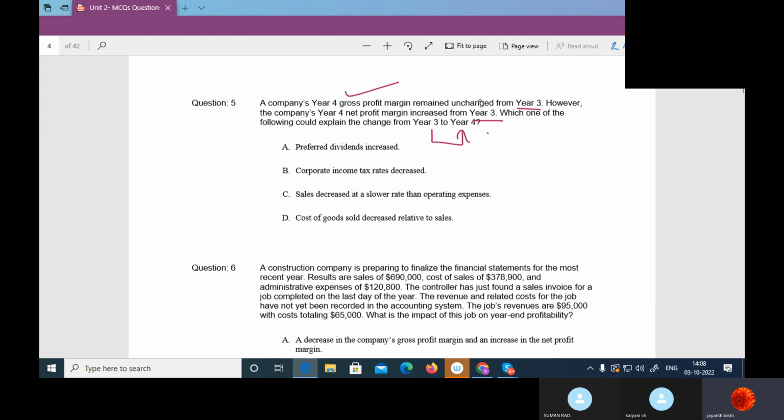Company's year 4 gross profit margin has remained unchanged from year 3, so gross profit margin is constant. Company's year 4 net profit margin has increased from year 3. Correct? From year 3 to 4, gross profit is constant. Which one of the following could explain the change from year 3 to year 4? So what is your take on this?